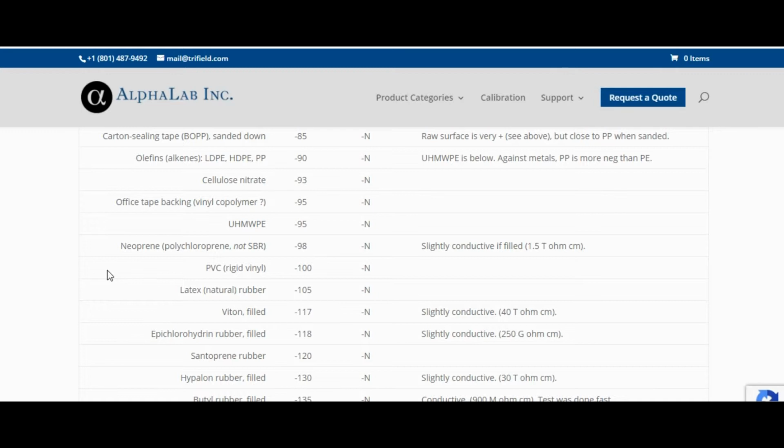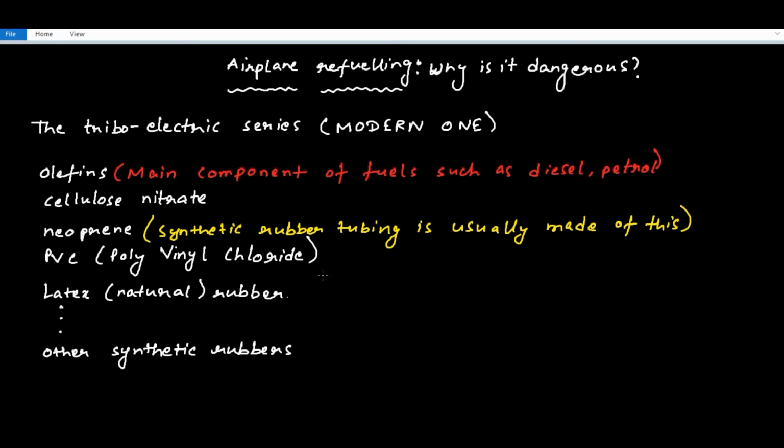Now let us apply this concept and let's go back to the drawing board and make you understand why I have shown you the clip of that aircraft refueling. Now that we are back on the drawing board, let us have a little short version of the Triboelectric series which I showed you earlier.